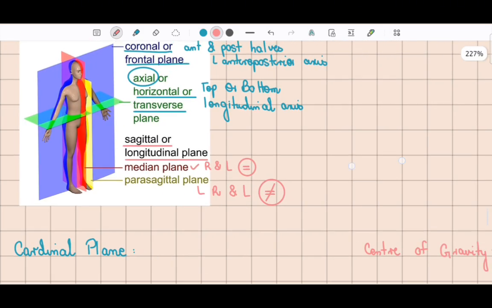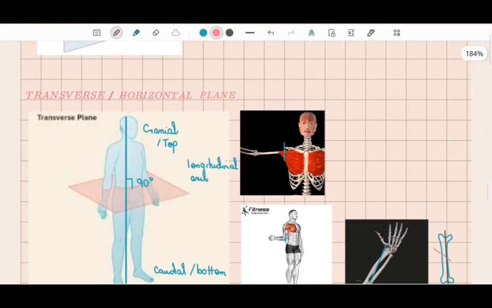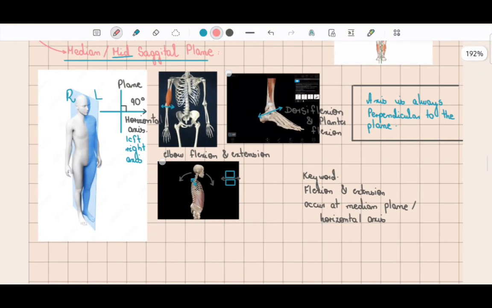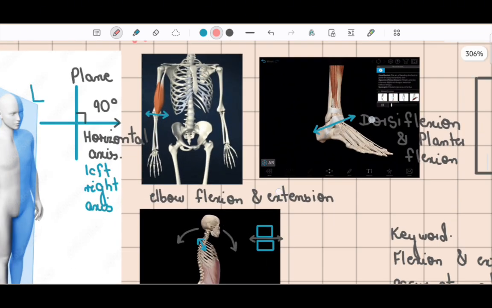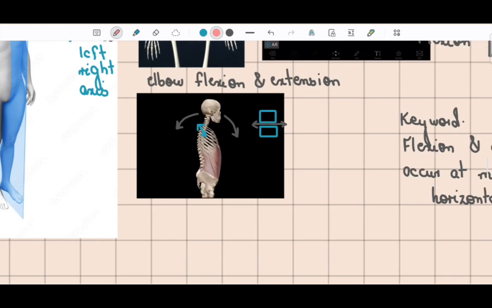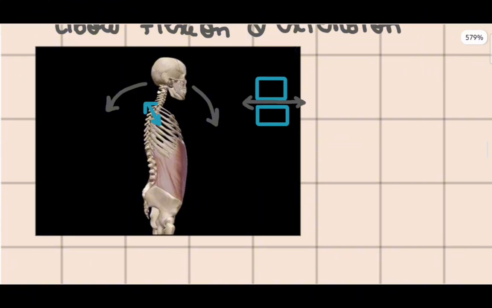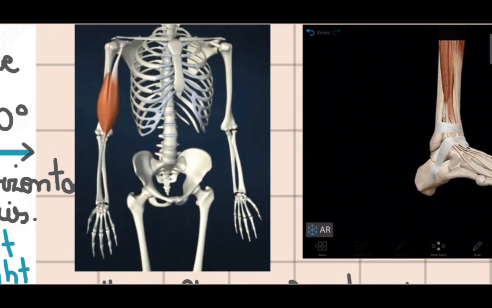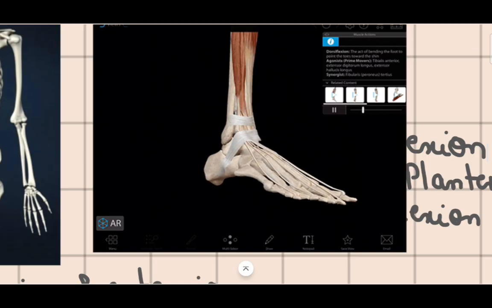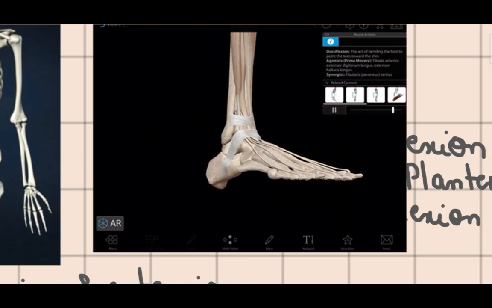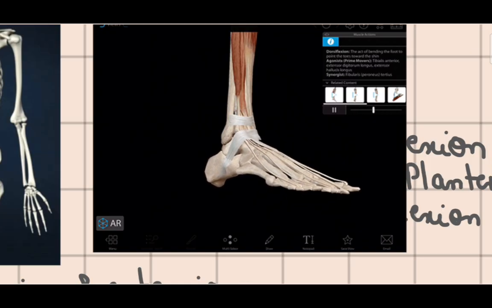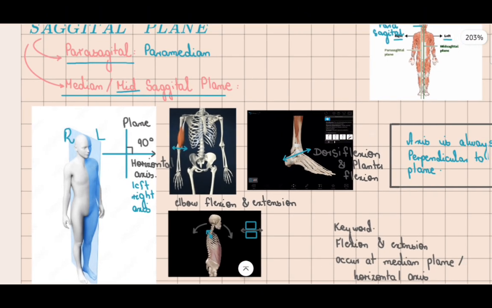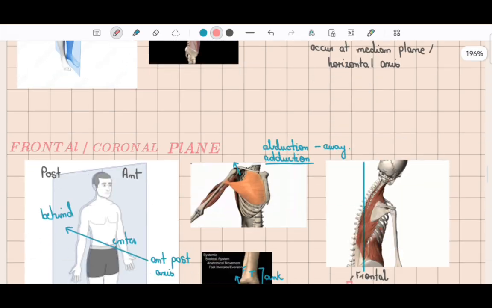What are the movements at this plane? The flexion movements are the elbow flexion and the extension, trunk flexion and the extension. This one is the trunk flexion and the extension movement. This one is the elbow flexion and the extension movement, and this is your dorsiflexion. Here in this video only the dorsiflexion is being shown, but if you move your foot further downward, that will be your plantar flexion. So these are the movements at this plane and the axis.